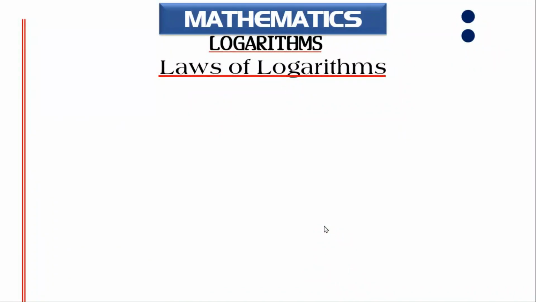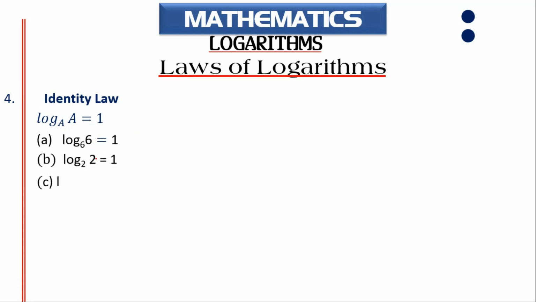Now the next one is what we call identity law. Identity law says the log of a number to the base of that number is going to be 1. That's log 6 to base 6 is 1, log 2 to base 2 is 1, log 32 to base 2.